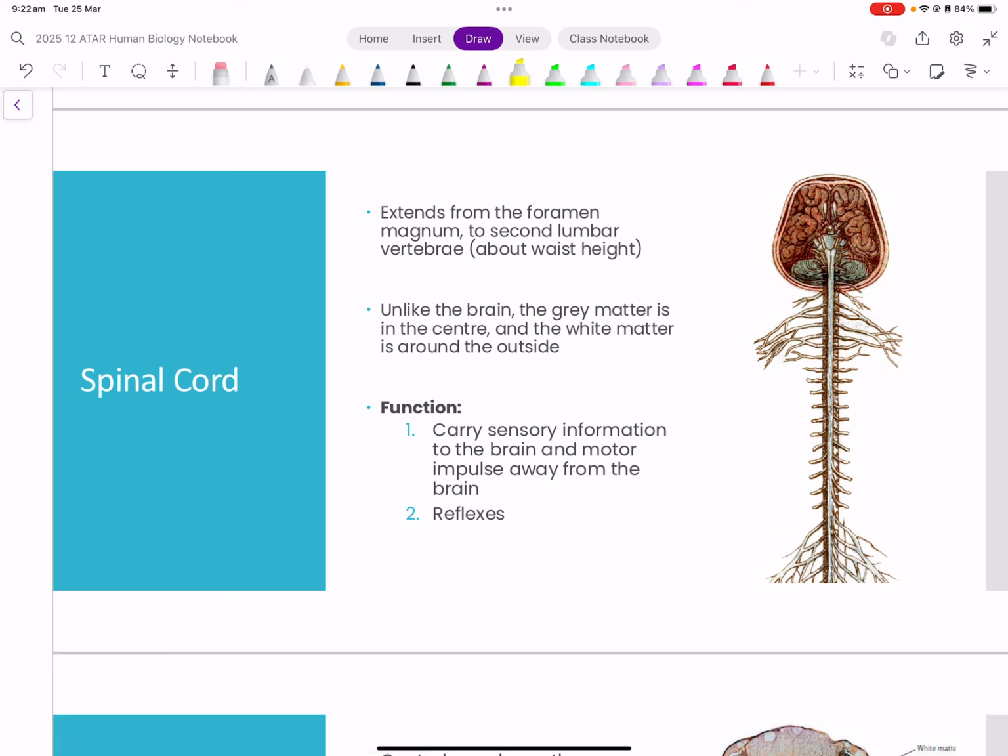So again, we're following these tracks, and the spinal cord extends all the way from the foramen magnum, which is a little hole in the base of your skull, and it extends all the way down to about your waist or your second lumbar vertebrae.